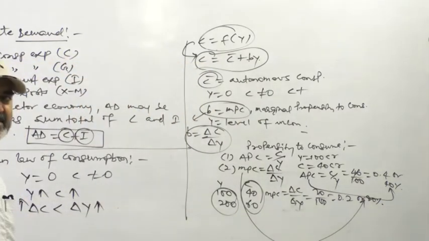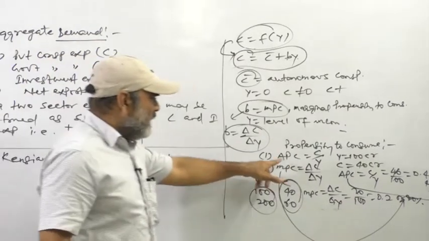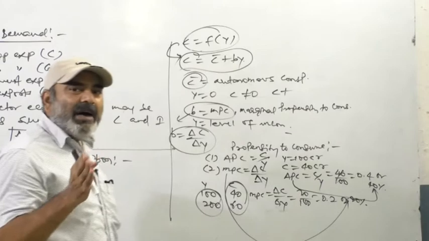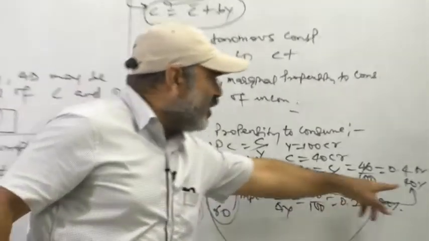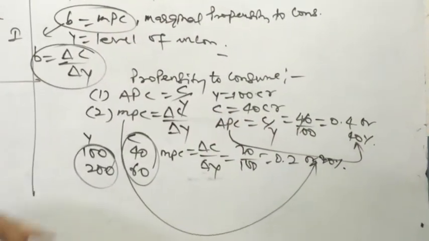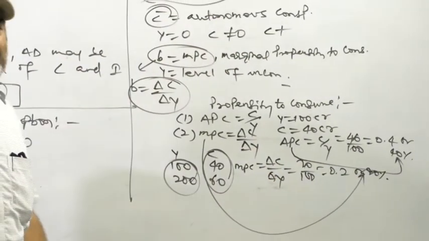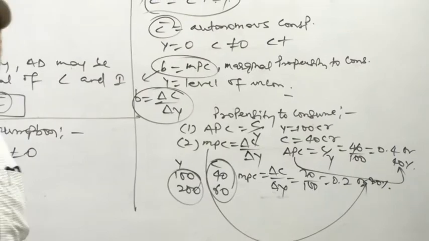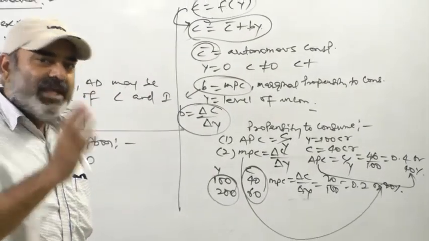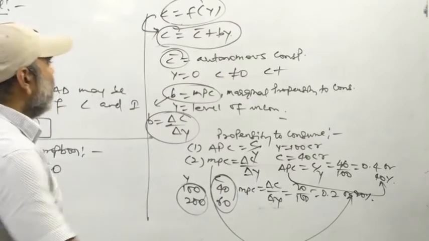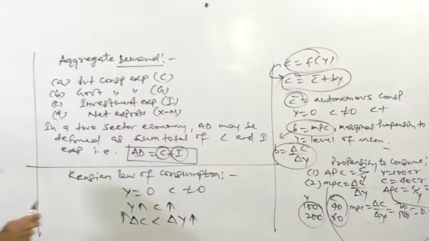मैं फिर से आपको बताऊं, APC 40% है. इसका मतलब है कि आपने अपनी इनकम का 40% खर्च किया है. लेकिन MPC अगर यहां 20% है तो इसका मतलब है कि आपने अपनी इंक्रीज्ड इनकम का, बढ़ी हुई इनकम का 20% किया है. अब मैं बात करता हूं लास्ट टॉपिक, आप यहां आना.